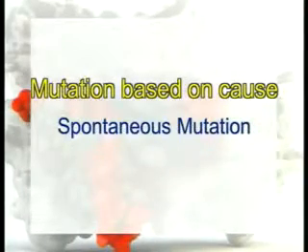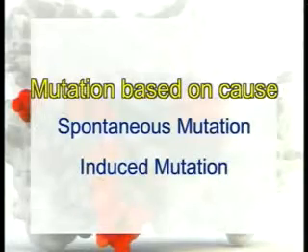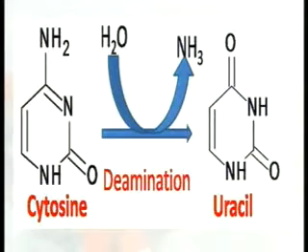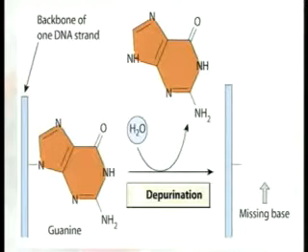Number 2, mutation based on the cause: spontaneous mutation and induced mutation. Spontaneous mutation. In this type of mutation, there is no apparent reason for the change in the DNA. These take place spontaneously, without any known cause. The deamination of bases, especially of cytosine, and the spontaneous depurination are good examples of this type of mutation.